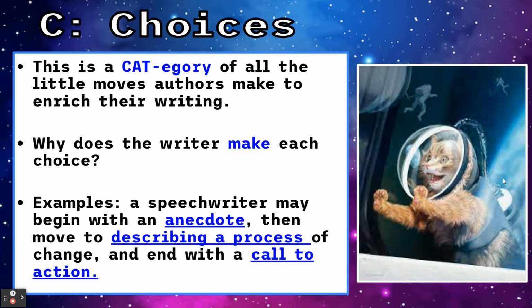C, choices. These are what you've been kind of studying all along. Now, this category of all the little moves authors make to enrich their writing. So, again, thinking author's craft, the choices they're making. Why does the writer make this choice? So again, a speechwriter might start with an anecdote, then move to describing a process of change, and end with a call to action, all while sprinkling along different choices in their writing. Again, we could use imagery, figurative language, alliteration. These are all choices that the author or creator has made.